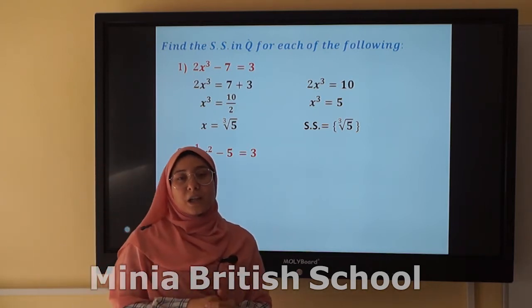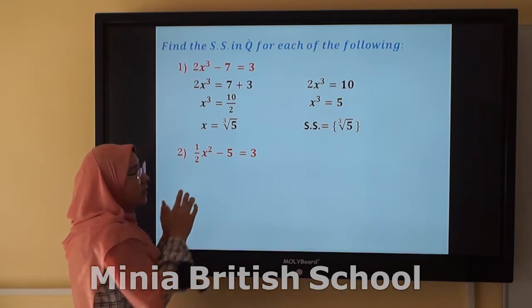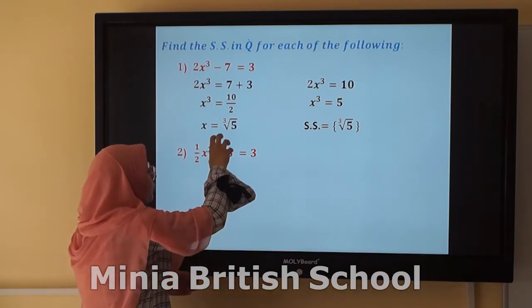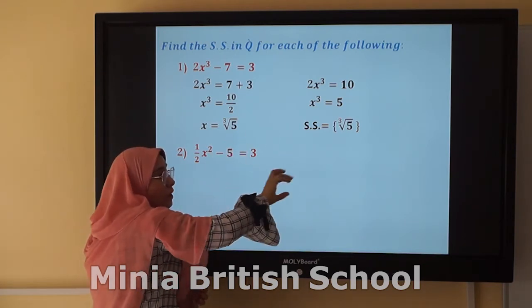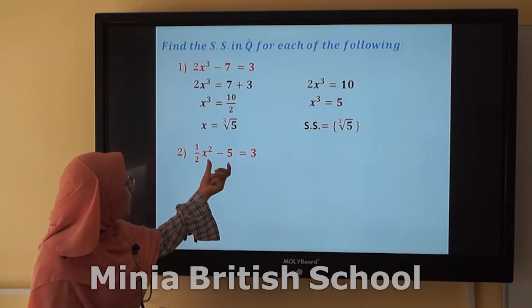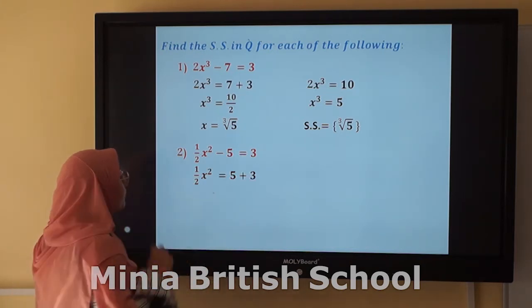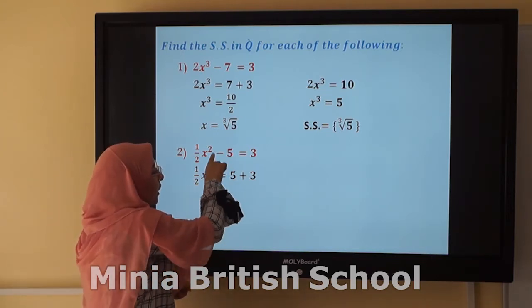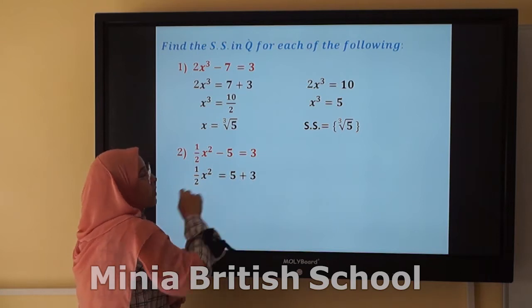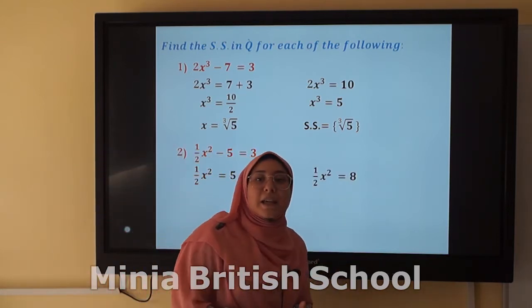The second one, half x power 2 minus 5 equals 3. The same idea. I need to separate between the variable and the constant. So I will move the constant, negative 5, to the other side with the opposite sign. Here, negative 5, the opposite sign is positive 5. So, half x power 2 equals 5 plus 3. So, half x power 2 equals 8.